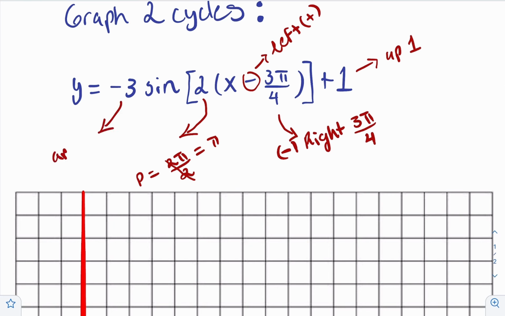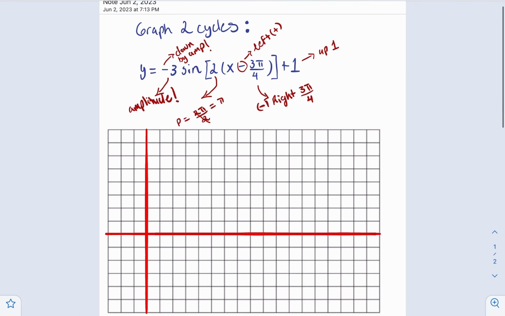This is our amplitude. And this actually tells us if it's going down by the amplitude at first, or if it's going up by the amplitude. This shows us that it's going down by the amplitude. So this is all you need to draw this function.